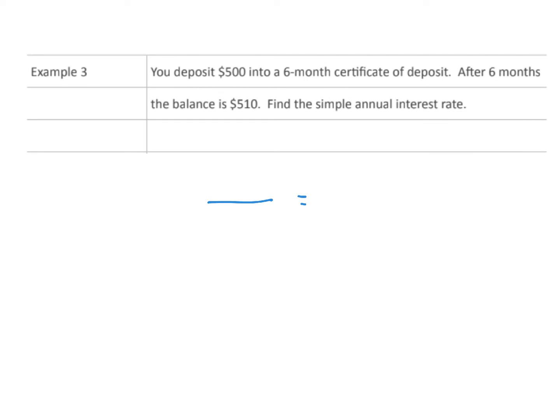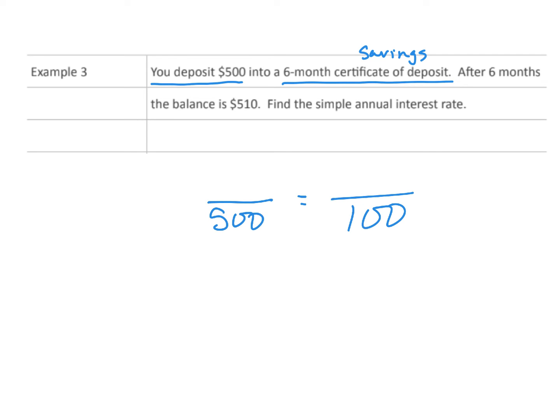Let's do it again. Example number 3, set up our percent proportion. You deposit $500 into a 6-month certificate of deposit. Again, that's a big fancy way. It's a special savings account. So we're just going to use it that way. So $500 is our principal. But this is only a 6-month certificate deposit. And I'm going to come back to that in a little bit. After 6 months, the balance is $510. So if you started out with 500 and you got 510, that's $10.